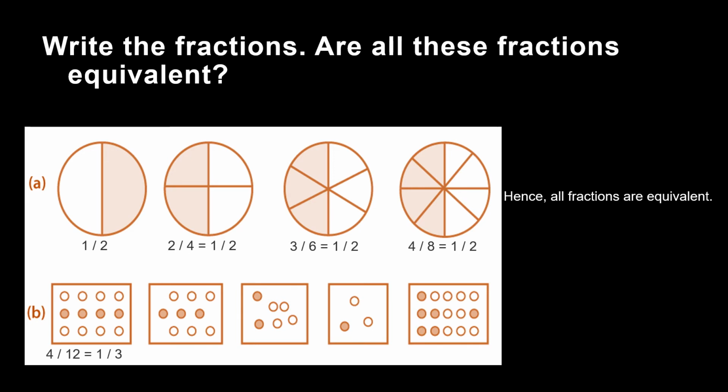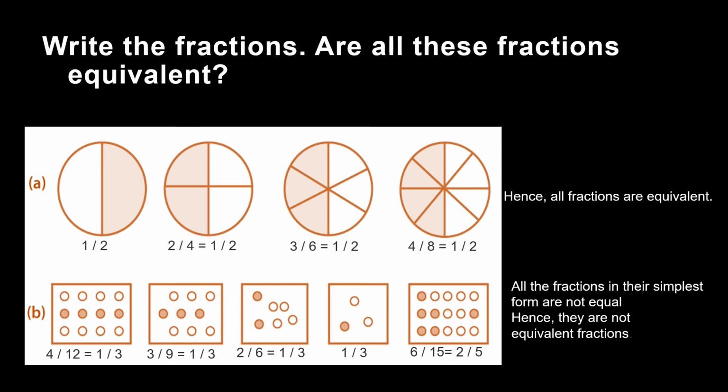4 by 12 is equal to 1 by 3. 3 by 9. So that is also 1 by 3. 2 by 6, 1 by 3. Again 1 by 3. 6 by 15. That is 2 by 5. So here the last one is not 1 by 3, isn't it? So it is not an equivalent fraction.